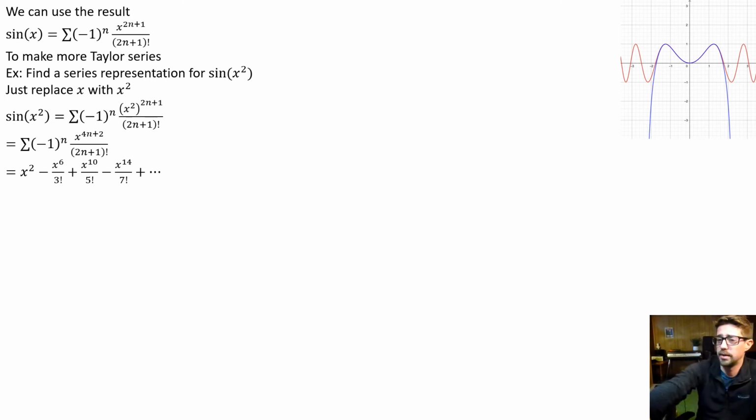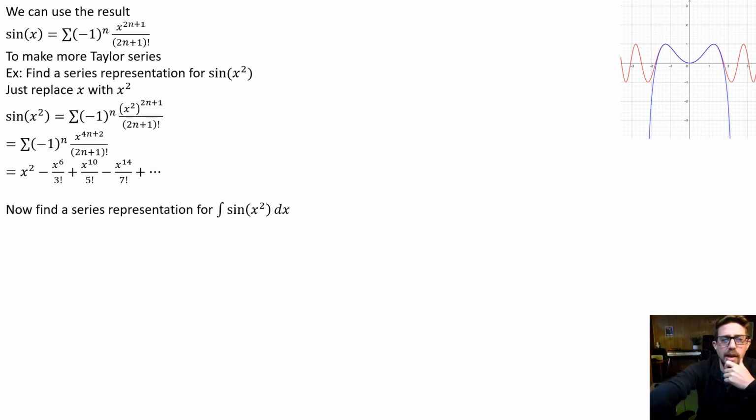Okay, so here's one other kind of mathematical application of that. I want you to find a series representation. Basically, I want you to find the integral of sine squared of x. I'm sorry, sine of x squared. Big difference. So think about if you could compute that directly. But don't think about it too hard, because you can't. You cannot. Okay? It's impossible.